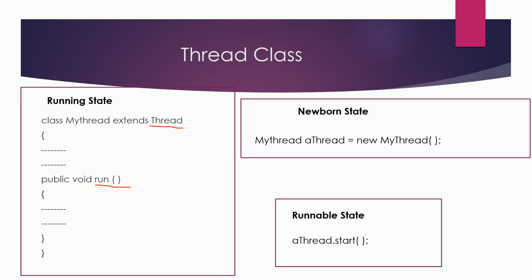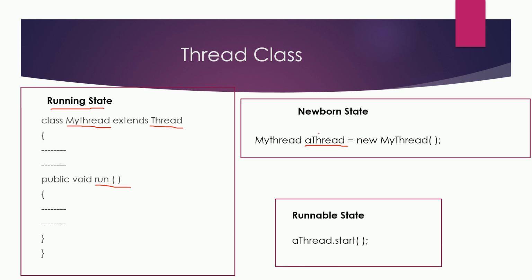Here we have used the class Thread, and we have overridden and used the run method inside this class. So this is the running state. Here is where the thread gets implemented. After creating the class, we have to create the thread. This is the place where the thread gets created. A thread is the name of the thread that we are creating using the class myThread. So this is the place where our thread gets created.